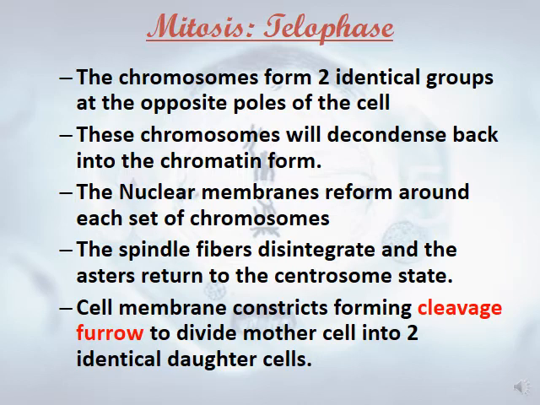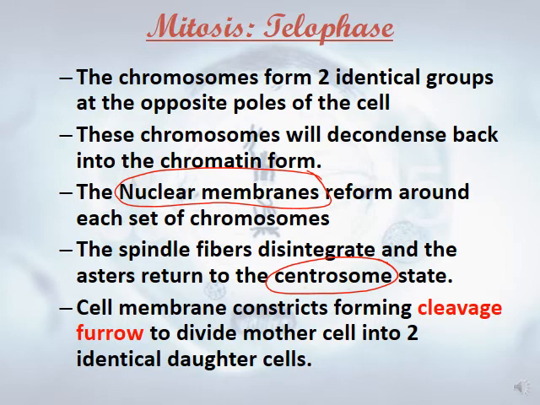So the events of telophase: the chromosomes form two identical groups at the opposite poles of the cell. These chromosomes decondense back into the chromatin form. The nuclear membranes reform around each set. The spindle fibers disintegrate, and the asters return to the centrosome. So asters will go back to the centrosome state. The cell membrane constricts, forming a cleavage furrow to divide the mother cell into two identical daughter cells. So here we talk about telophase.